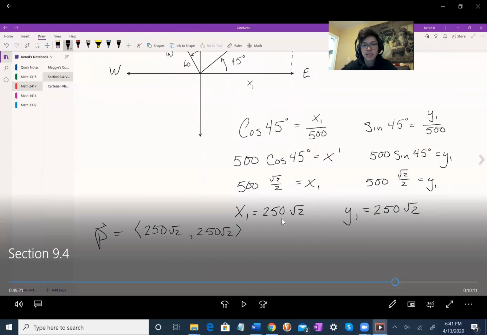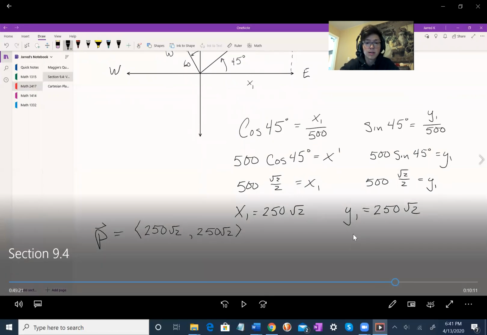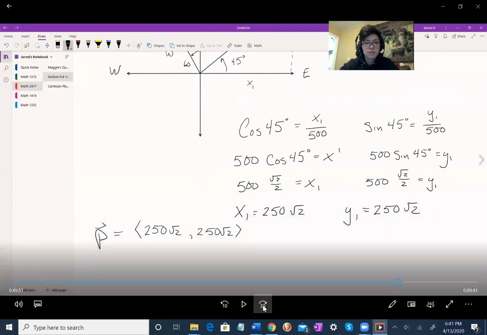He multiplies it out and gets this value, 250 root 2 and 250 root 2 for y1. And this kind of makes sense because at a 45-degree angle on the unit circle, you have the same value, and they're both positive. Okay? So let's go to the next one.